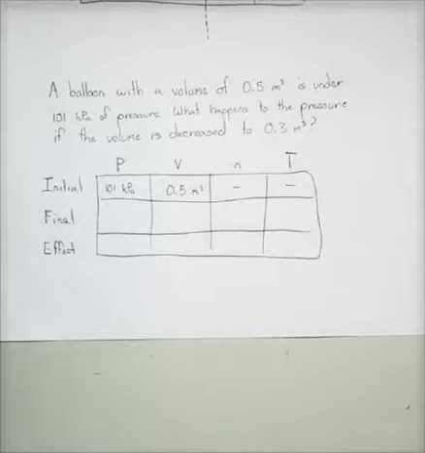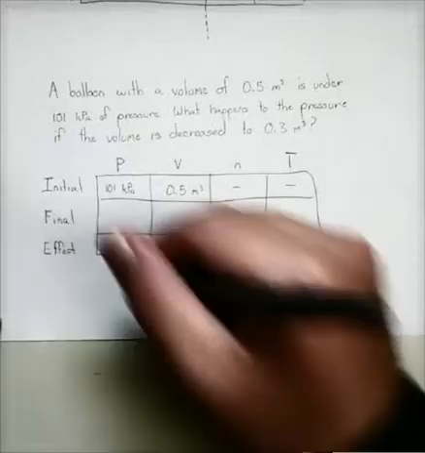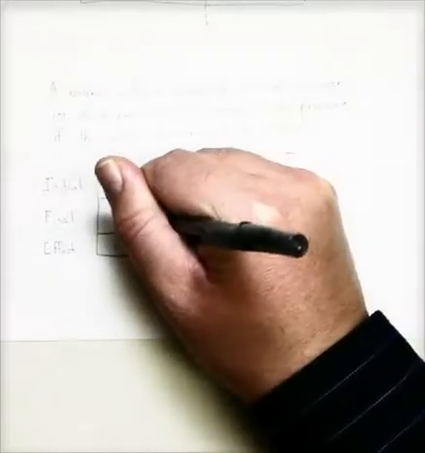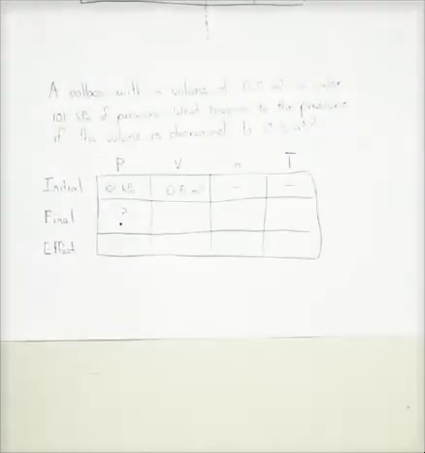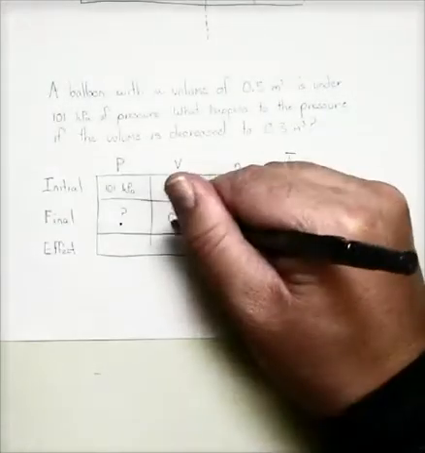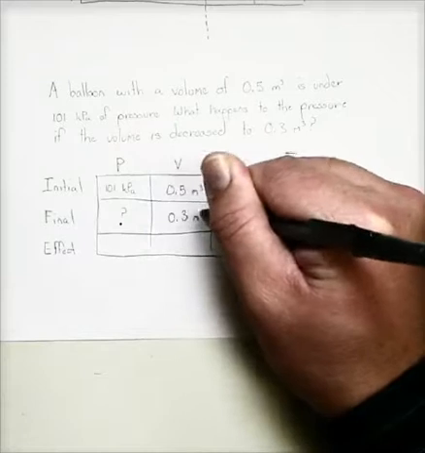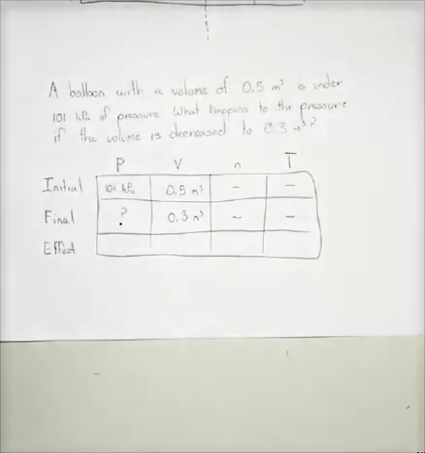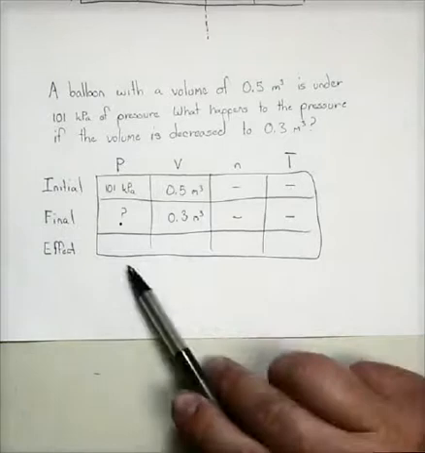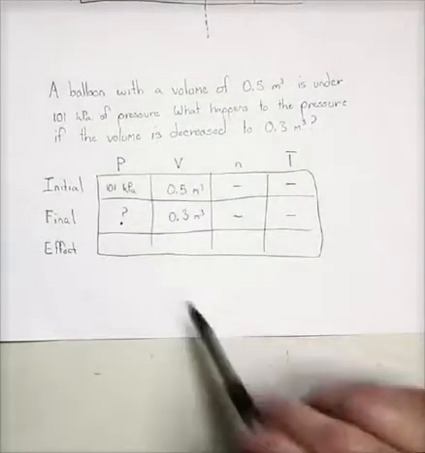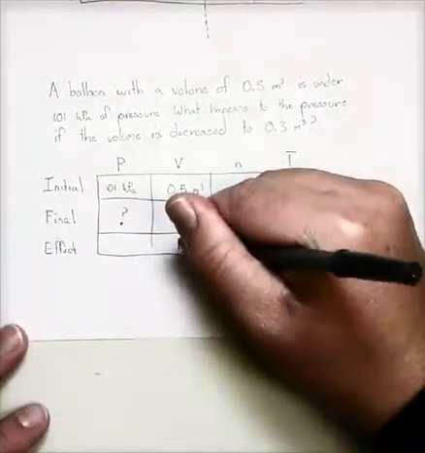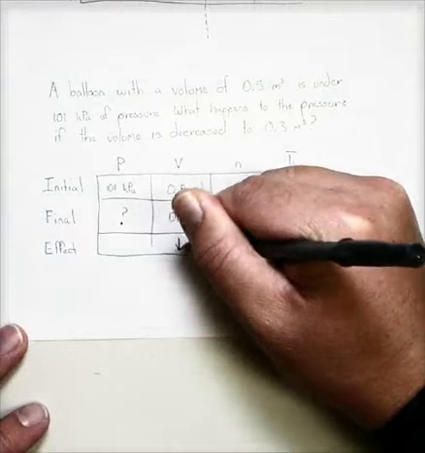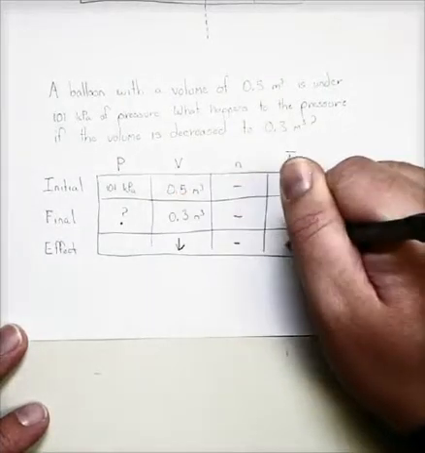Now, after the volume was decreased, we don't know what the new pressure was. That's what we're looking for. So we'll put a question mark there. We do know that the volume is 0.3 cubic meters, and we're not told anything about the other two still, so we assume that they don't change. Now for the effect. We don't know what the change in pressure is going to be, but we do know what happened to the volume. The volume went down. And these two didn't change at all.